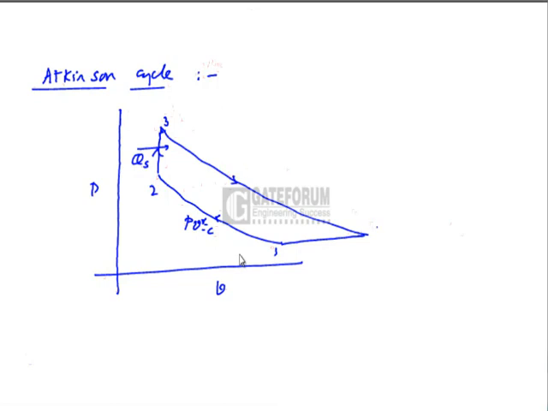And 3 to 4 is isentropic expansion down to the same pressure as the beginning, that is P4 is equal to P1. In the case of the Otto cycle, the expansion would be stopped somewhere here, but in the case of the Atkinson cycle, the expansion would continue down to the initial pressure, and then the last process is isobaric heat rejection, completing the cycle. 1 to 2 is isentropic compression.